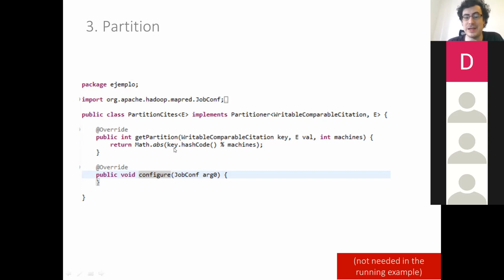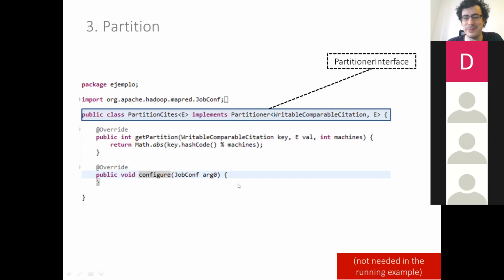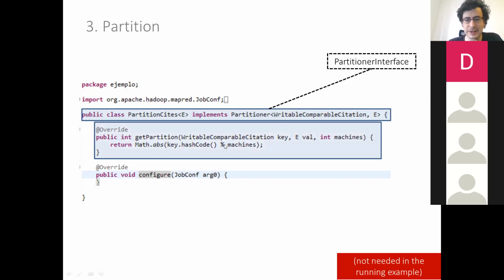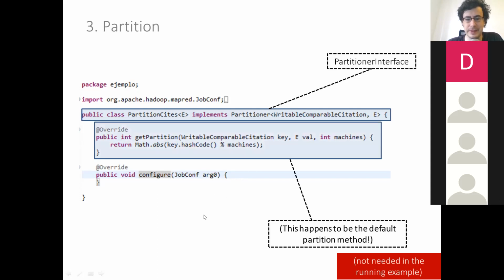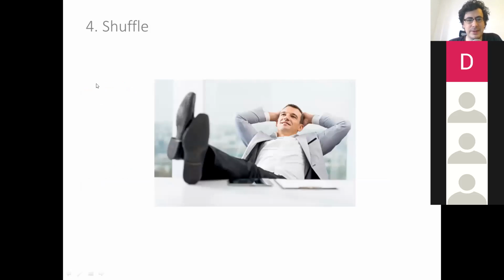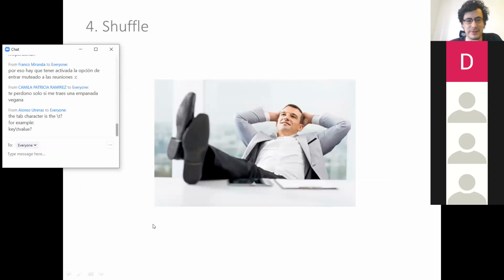So what we're doing here is actually re-implementing the default partitioning. We implement the Partitioner interface here, and here we implement this method. And so what we're doing is just re-implementing the default partition. Okay, so we have nothing to do here. All is good with shuffle.